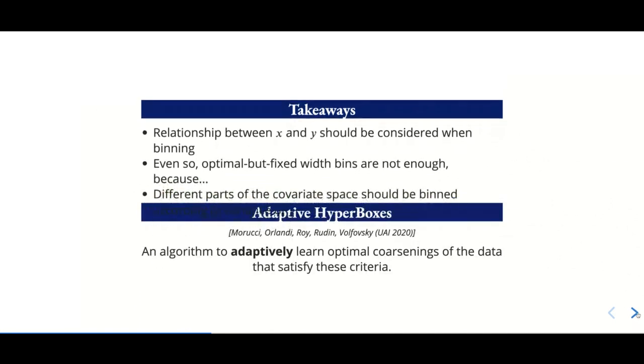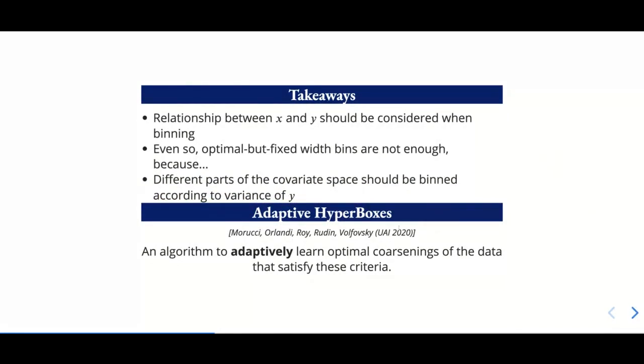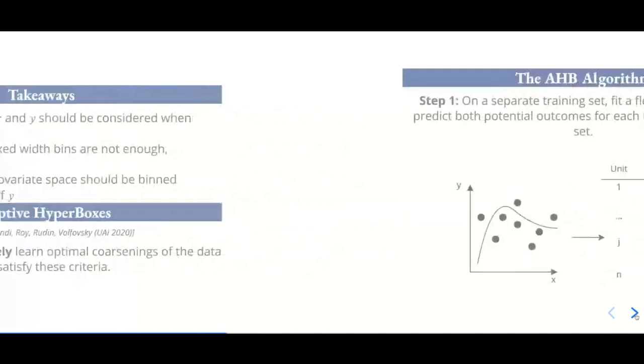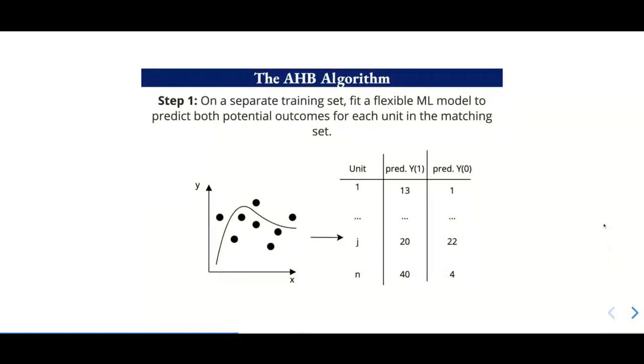All right. And so in this paper that this talk is based on, we want to solve precisely this problem by learning optimal coarseness of this continuous data that satisfy the criteria that I just told you all about. So how does the algorithm that we propose work? The first thing that we're going to do is divide our data into two different sets: a training set and a matching set. Ideally, the training set is a smaller subset of the matching set, and the matching set contains all the units that we would like to estimate treatment effects for.